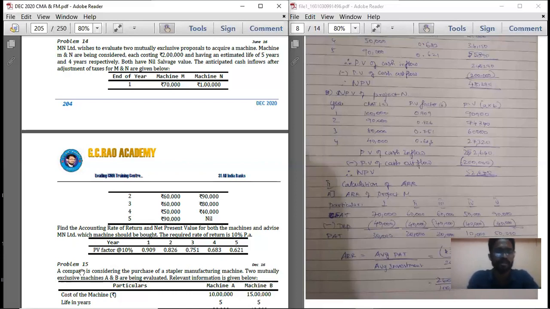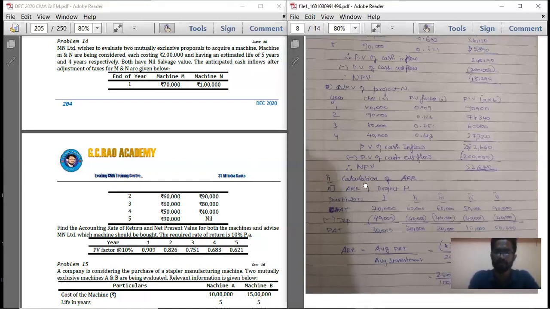So here they have asked us to calculate accounting rate of return, so we should find PAT. Below the CFAT, record less depreciation. What is the depreciation for machine M? It costs 2 lakh rupees and the life is 5 years. They have given the estimated life of 5 years and 4 years respectively, which means M is 5 years, N is 4 years. So 2 lakhs divided by 5 is the depreciation for each year, because there is no salvage value. 2 lakhs minus 0 divided by 5, that is 40,000 every year.